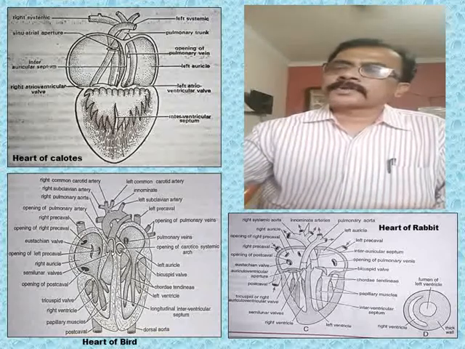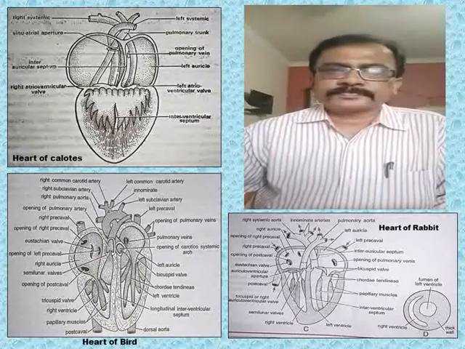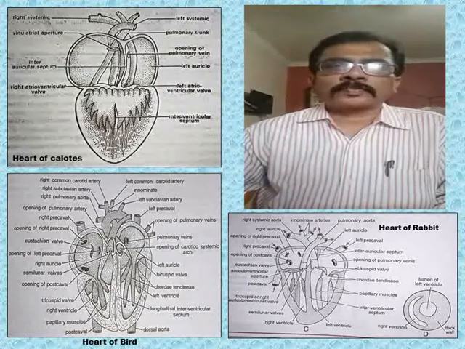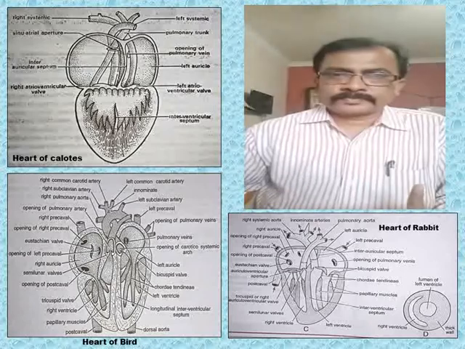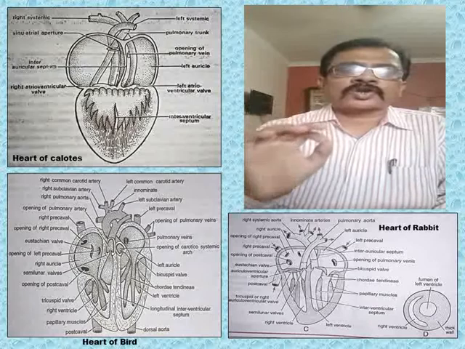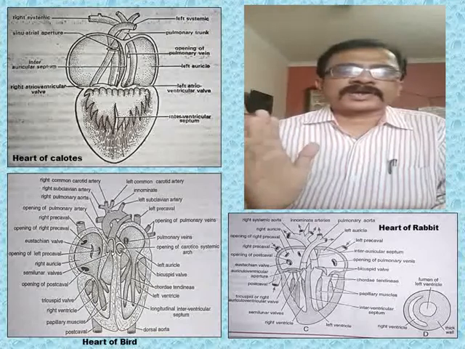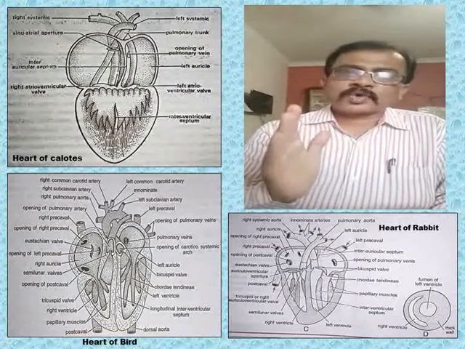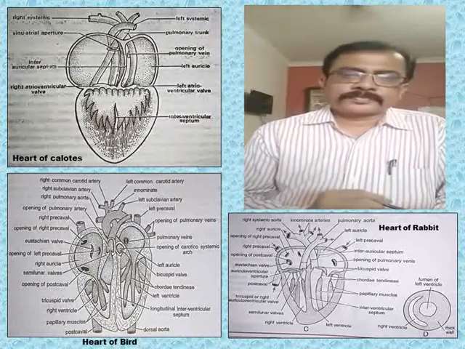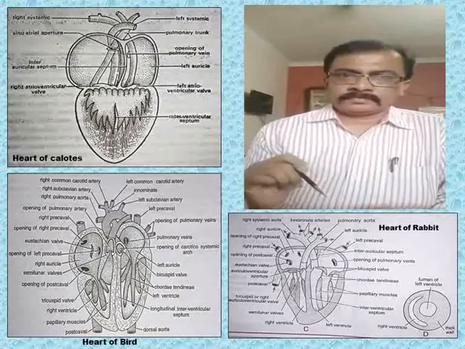Then auriculoventricular apertures and valves. In case of lizard, right and left auricle open into the ventricle by separate right and left auriculoventricular apertures, guarded by a single semilunar flap like valve. That is the auriculoventricular valve. But in case of pigeon, right and left auricle open into the respective ventricle.